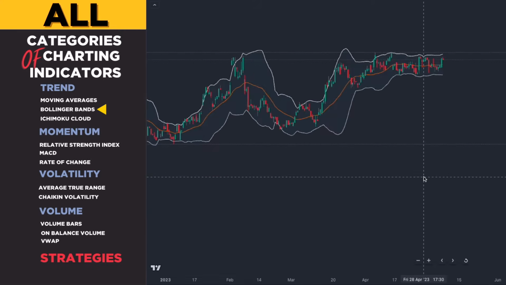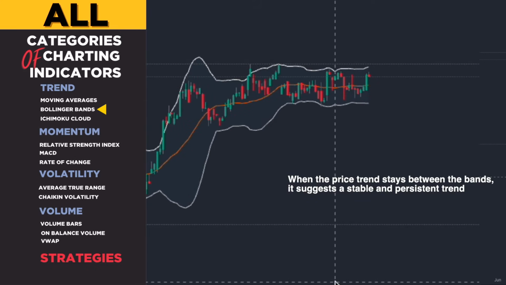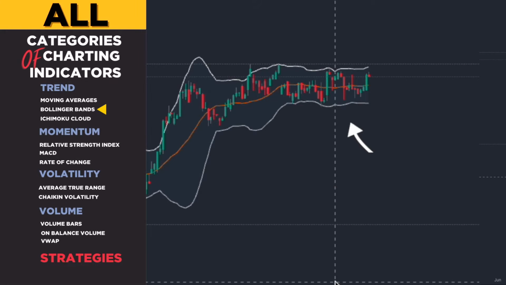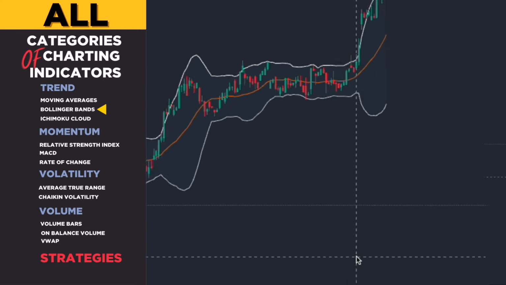Now, when the price tends to stay in between those bands, then that suggests a stable and persistent trend. And so you could use this as buy or sell signals also. So when the price trend moves up to that upper band, that could suggest a potential reversal or a possible continuation. So that's something to look at.